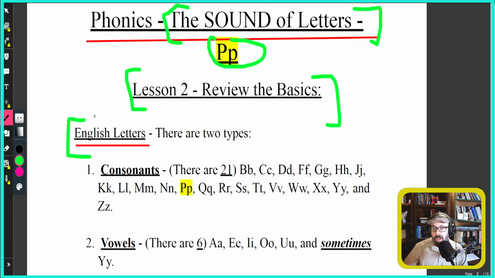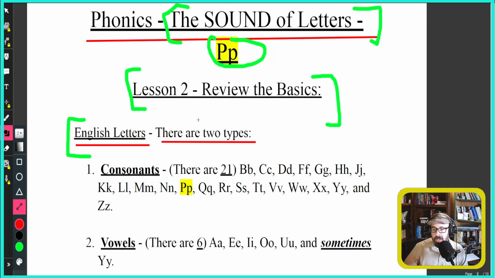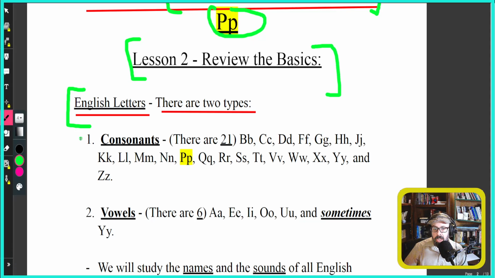And we're talking about 2 types of English letters. Okay, number 1. Number 1 is consonants. For consonants, there are 21. How many? 21 consonants. Okay, so we see the consonants here.